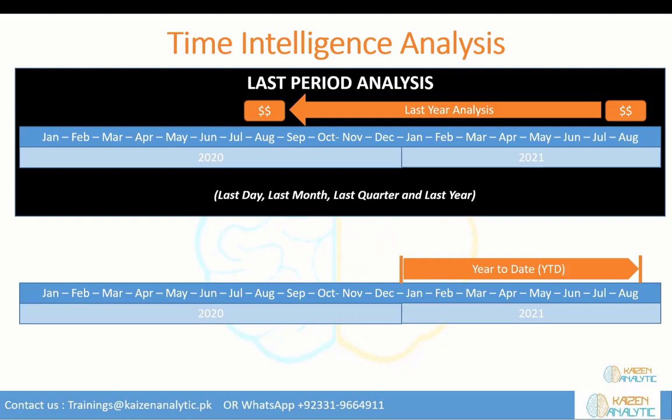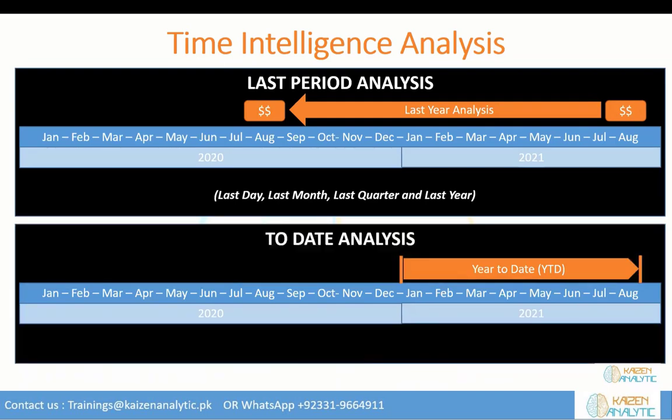So we can compare how we are performing this year and how we performed last year. So it is an accumulated figure. It's not the standalone figure of, say, August, but an accumulated figure which starts from January and ends in August. So this kind of analysis is known as to-date analysis. One example is year-to-date analysis. There are other types of analysis as well, which are month-to-date, quarter-to-date, or year-to-date analysis.